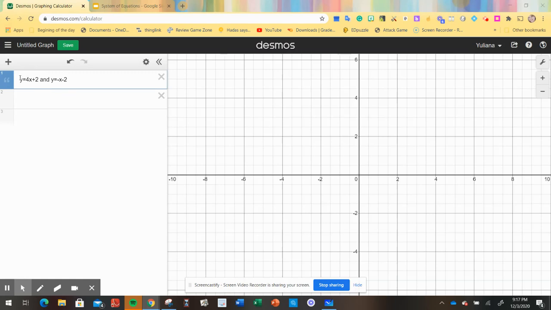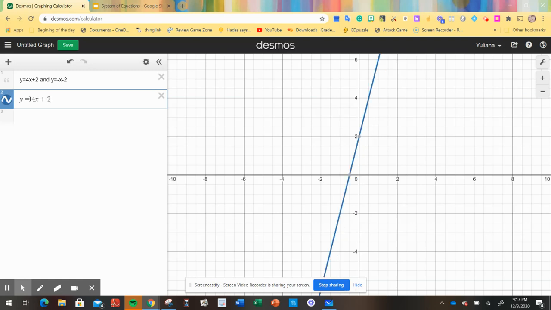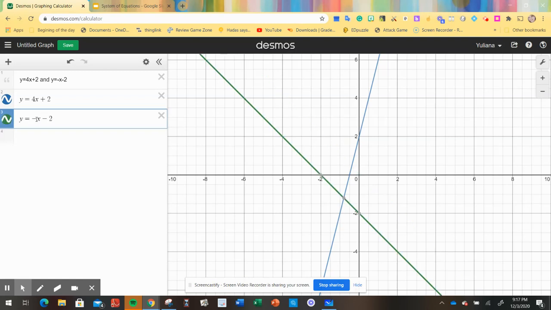So if they are already in y equals form, all I have to do is just graph them. So I'm going to graph the first one, y equals 4x plus 2. And then I'm going to go ahead and graph the second equation, y equals negative x minus 2. And a solution is going to be where those two graphs intersect. If you notice, that little point is labeled there for you, and if you click it, it's going to stay. So I would say the solution to this system is negative 0.8 comma negative 1.2.